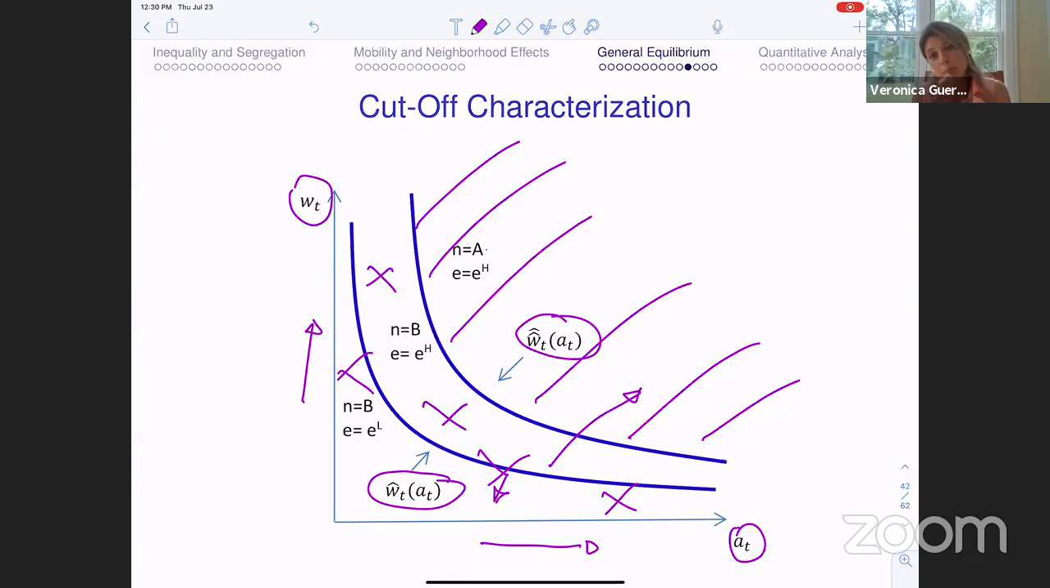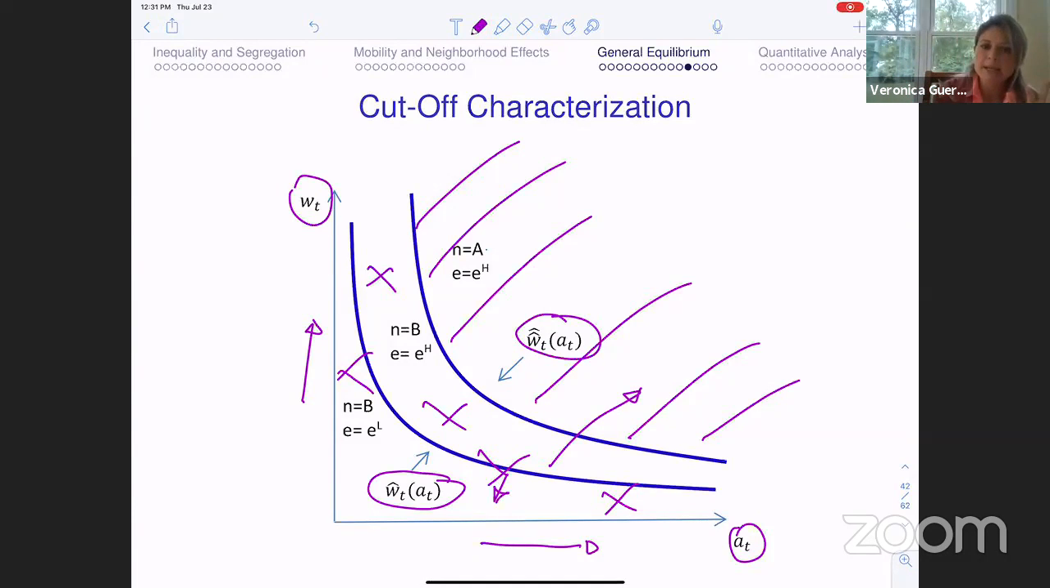So if you are richer, you are more willing to pay to live in a better neighborhood because you have more resources. On the other hand, if you have a more talented kid, there is also complementarity between the talent and the spillover that we emphasized. So more talented kids are going to be able to exploit more the positive spillover of the neighborhood. And so this means that if you have a more talented kid, you're more willing to pay for the higher rental rate in that neighborhood.